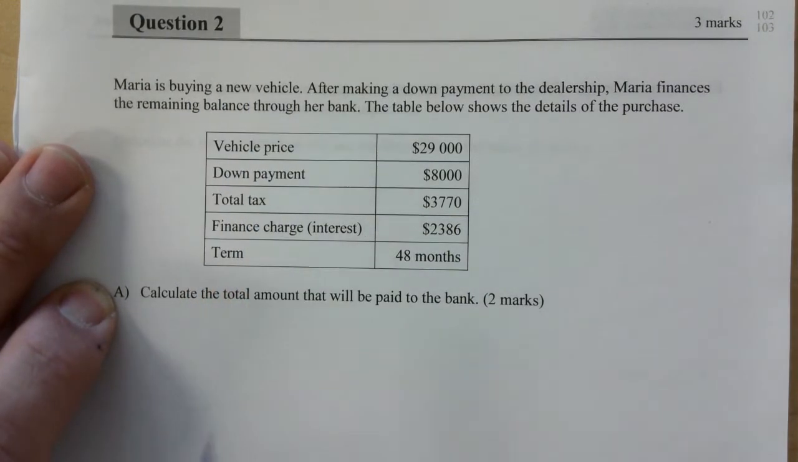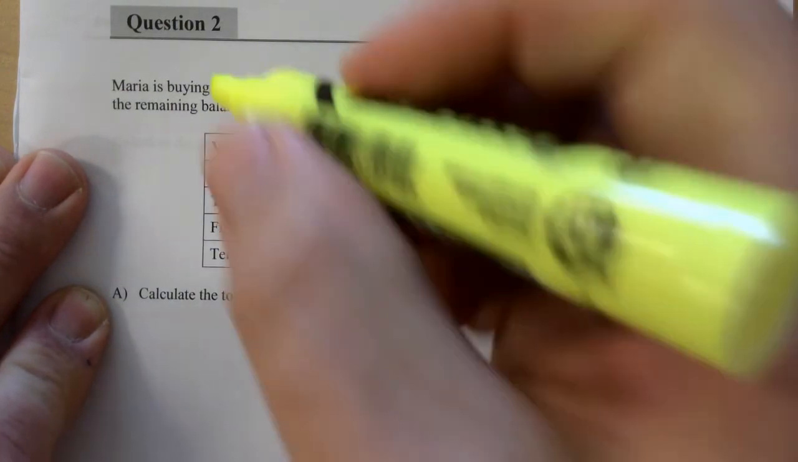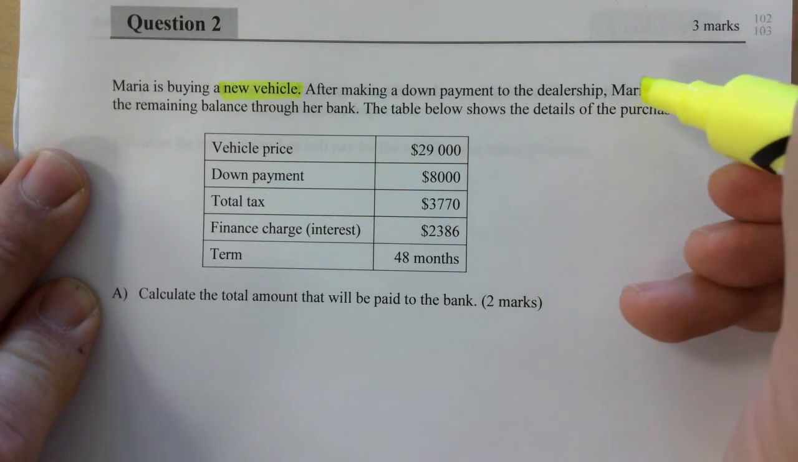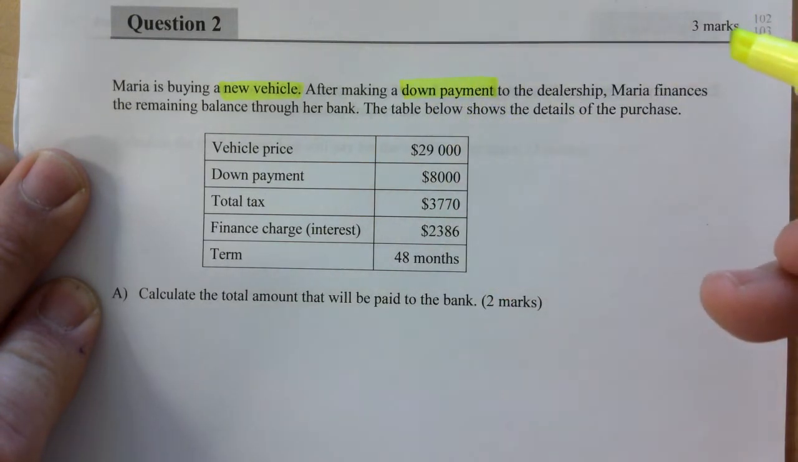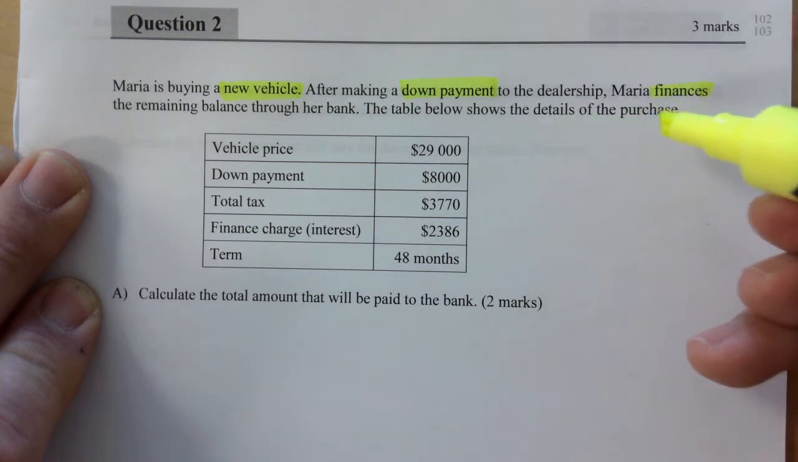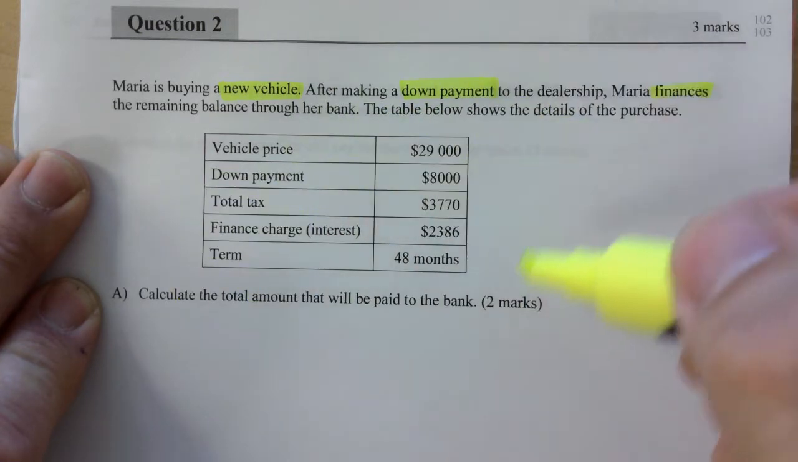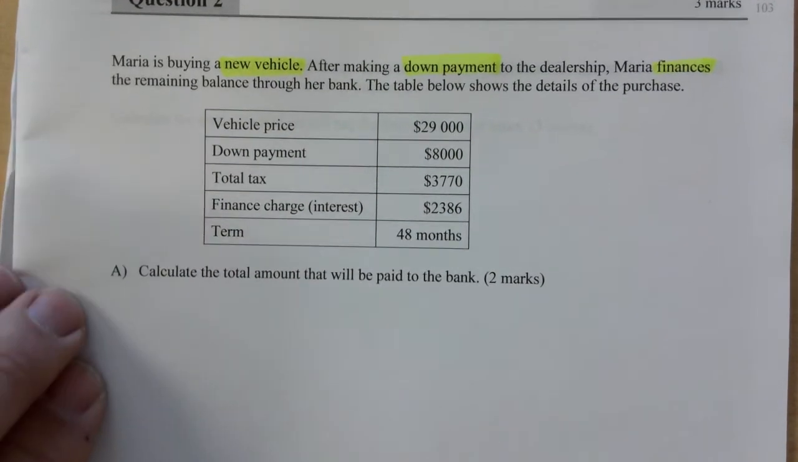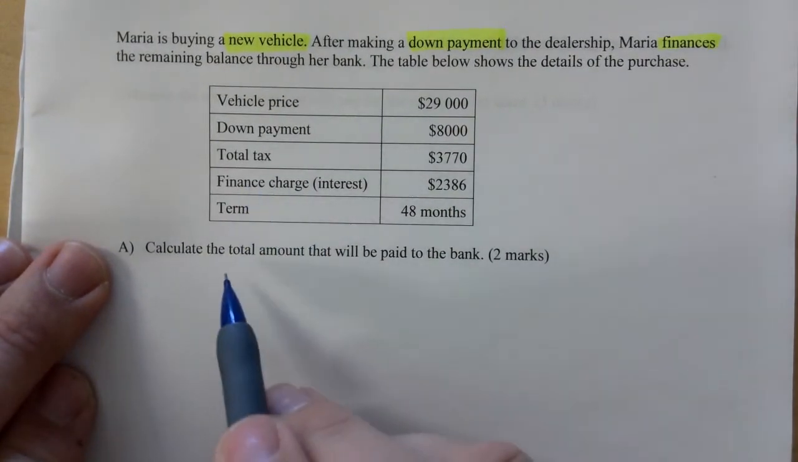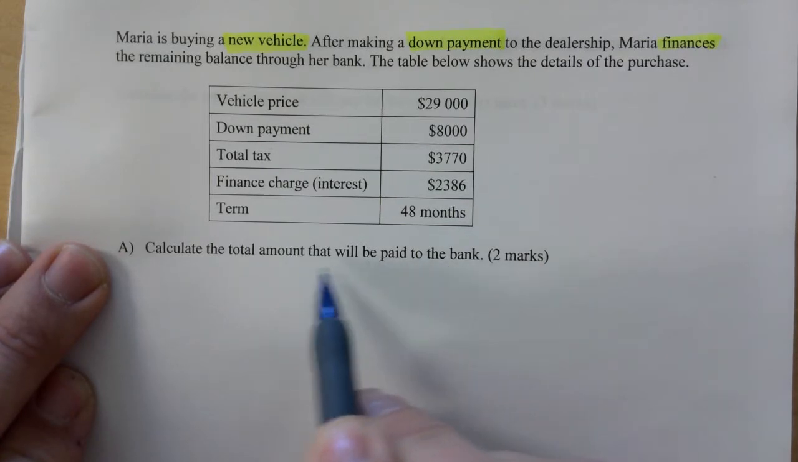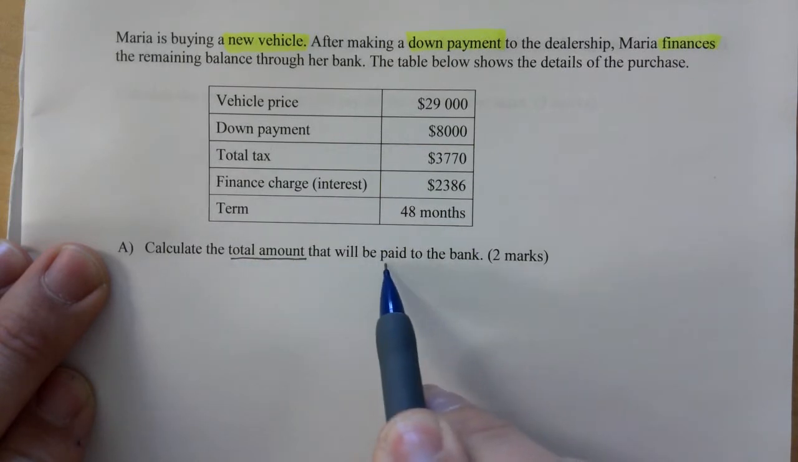Maria is buying a new vehicle. That's probably important to highlight, right? The new part, new vehicle. After making a down payment to the dealership, there's a down payment mentioned. Those are key words, right? And then she finances the remaining balance with her bank. The table below shows a detail of the purchase. We have done something like this. I know I did. We did it in our notes, and it was also on the test. Calculate the total amount that will be paid to the bank.